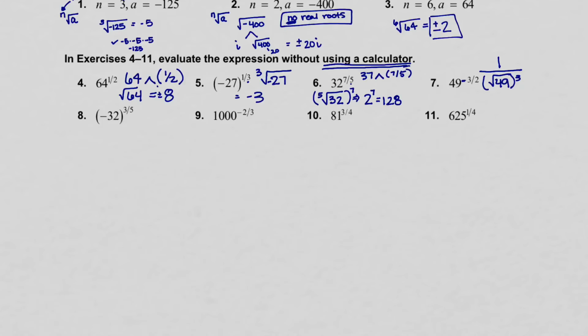So looking at that, the square root of 49 I know is 7. I still have that power of 3. It still is underneath that 1. So if I were to plug that in my calculator, I would get 1 over 343.